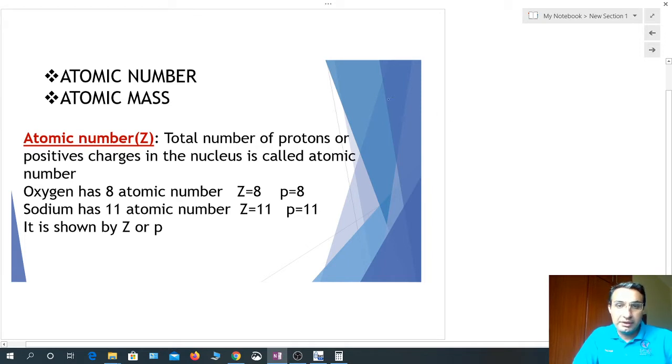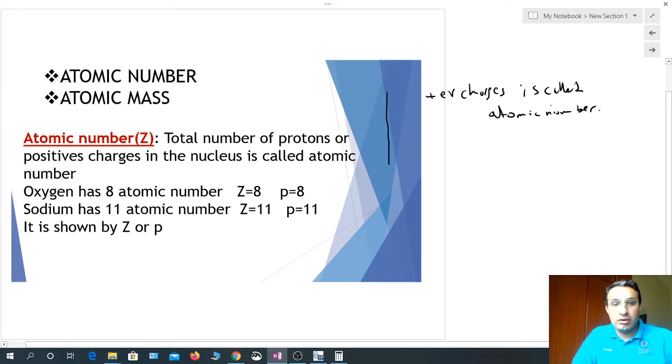Atomic number can be defined as: the total number of protons or positive charges in the nucleus is called the atomic number. We know that protons, or positive charges, are fundamental particles of an atom. That's why these positive charges are available in every nucleus of an atom. So the total number of these positive charges is called the atomic number.